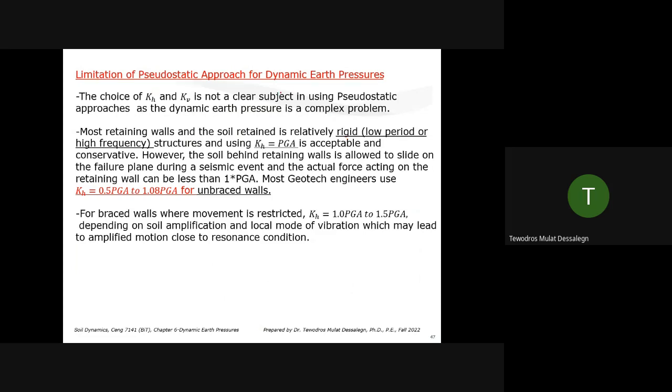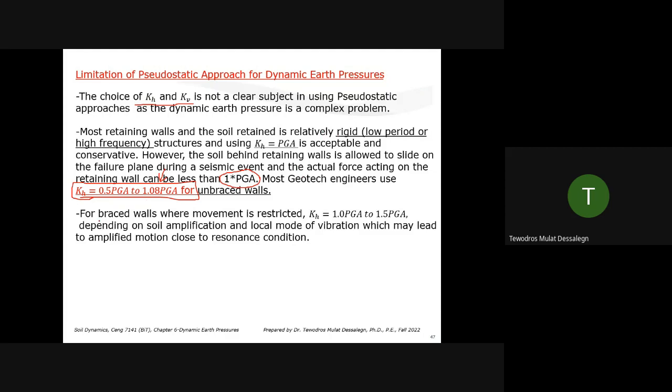Limitation of the pseudostatic approach for dynamic earth pressure. We already discussed for the slope case that the choice of KH and KV is very complicated and it's not easy. So normally, assuming that retaining walls or the soil behind them is relatively rigid, we can use 1 times PGA, or in some cases they reduce it, 0.5, up to 50% or 80% reduction, but it's more complicated. The choice of this is really not an easy job. That's one limitation of pseudostatic approaches.